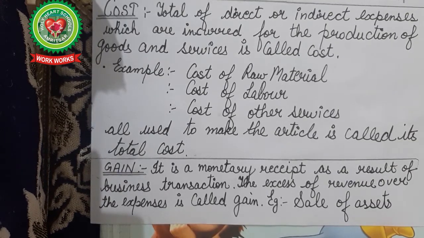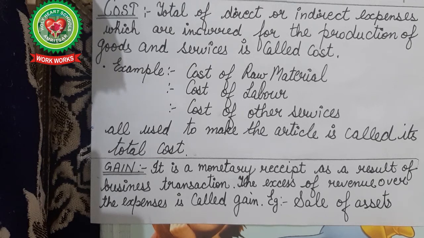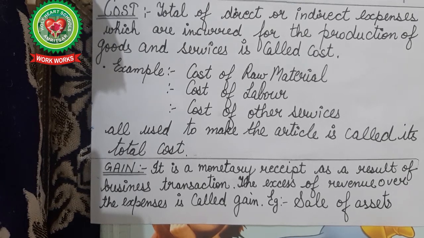So next term I have is gain. Gain means profit. Revenue minus expenses is equals to income. So if you, after incurring all the expenses, you have income, and out of your income you are paying off your liabilities, so what is left, it is called gain. It is money worth, a monetary receipt of a business transaction, that is revenue minus expenses, sale of an asset.